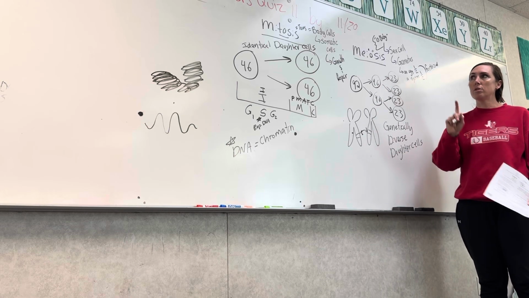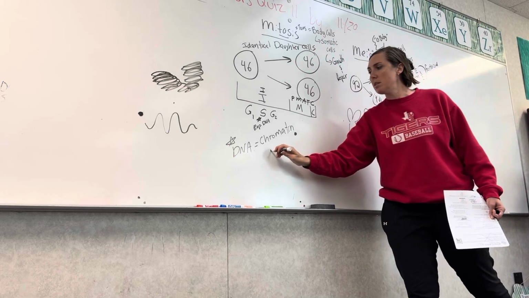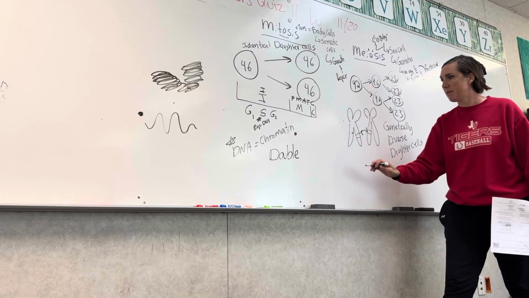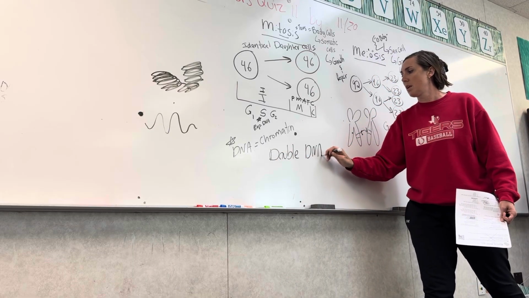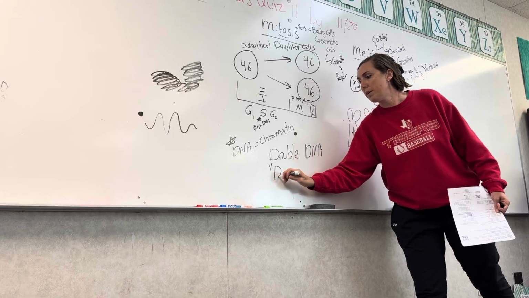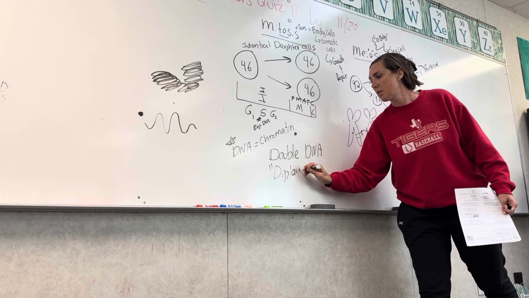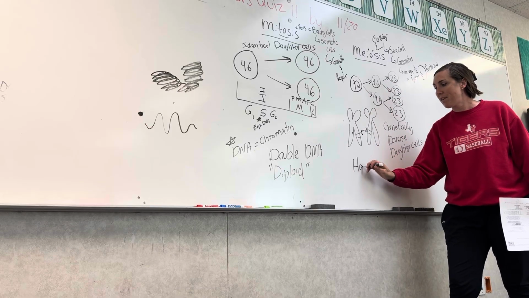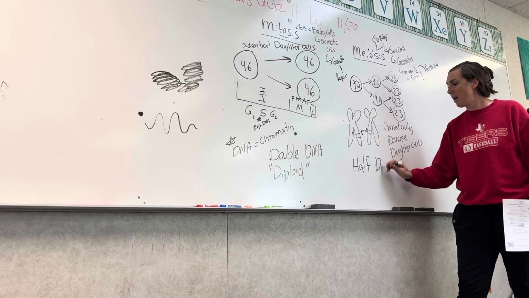Some other words, remember, mitosis is double the DNA. That is called diploid. Meiosis is half DNA. What is that called?